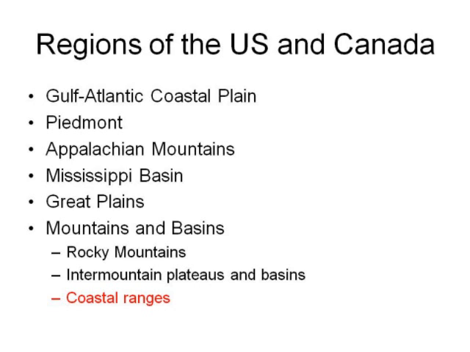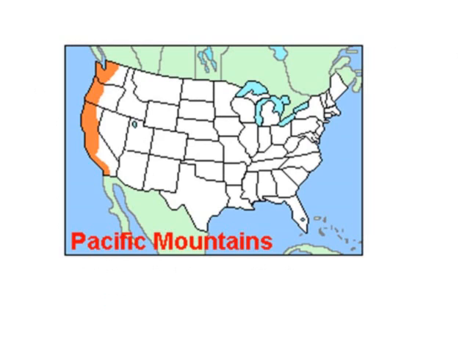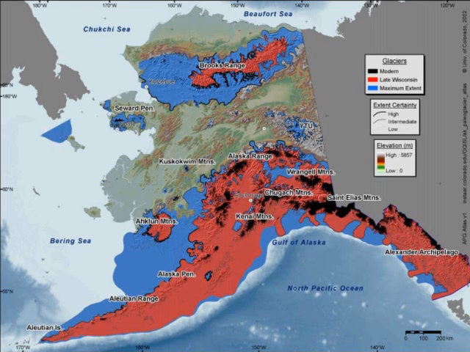The coastal ranges are, of course, along the coast. On this map, they are called the Pacific Mountains. I wonder why. These mountains extend into Alaska. I love Alaska. And they are called the Alaska Range. In northern Alaska is the Brooks Range. Oh, Alaska has so many things.